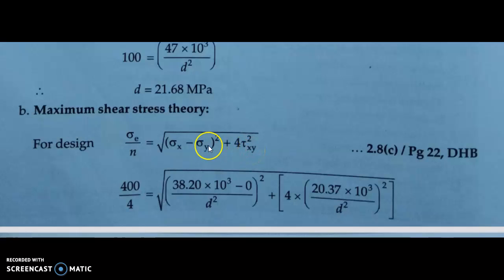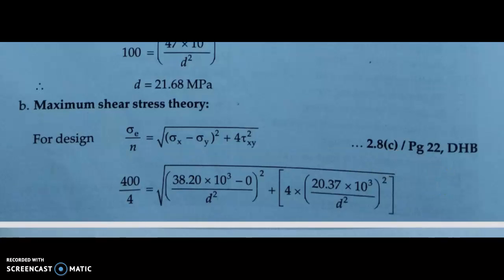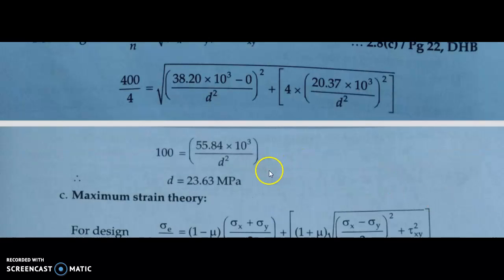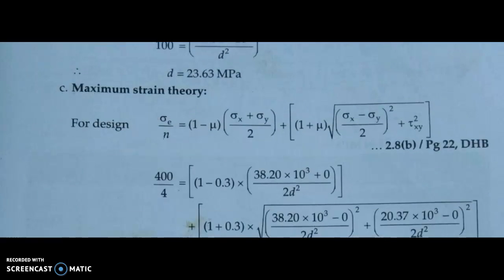Here again, the values we already calculated are sigma X, tau X, and sigma Y, which is equal to 0. If we substitute all other values in this equation, we can find the value of d. That value d will become 23.63 megapascal. We can use another theory, that is maximum strain theory.